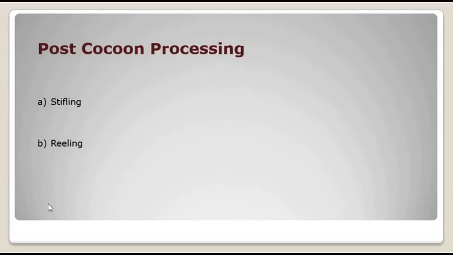So whatever waste outer layer or damaged cocoons and threads are separated, these are called spun silk. SPUN, spun silk, right?